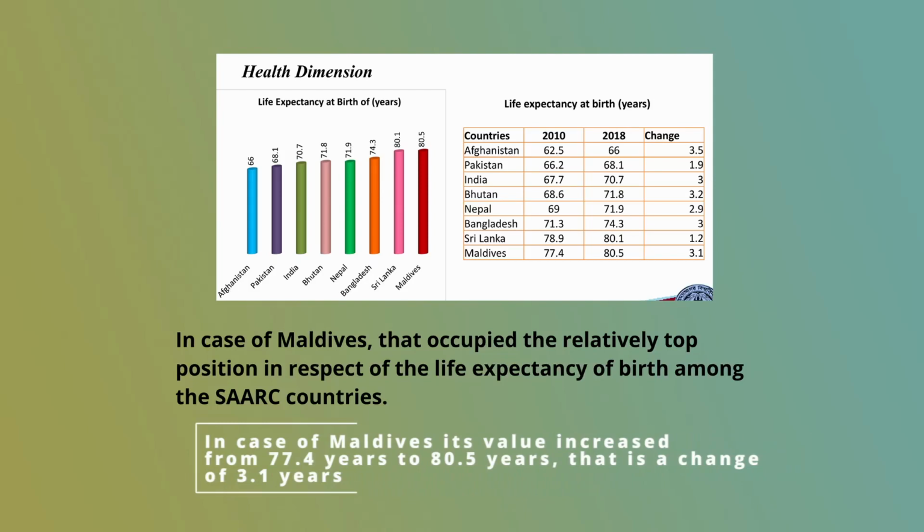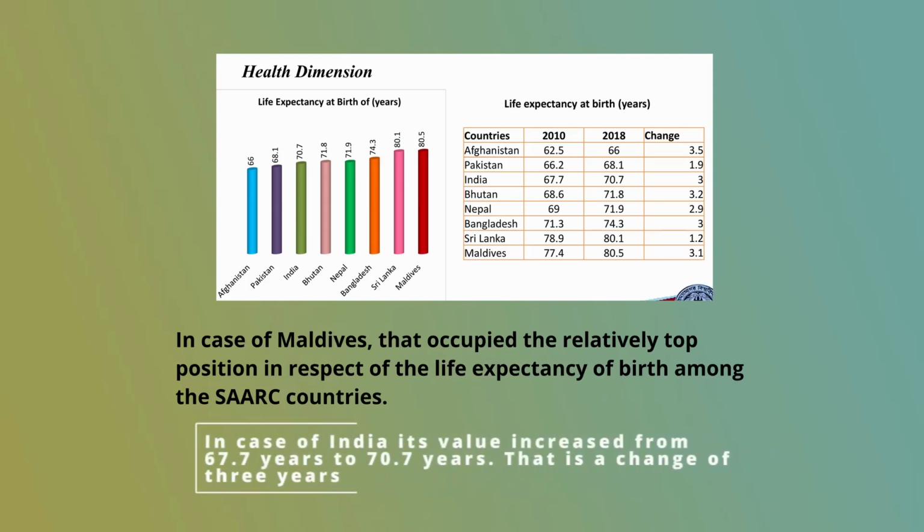In case of Maldives, its value increased from 77.4 years to 80.5 years. That is a change of 3.1 years. In case of India, its value increased from 67.7 years to 70.7 years. That is a change of 3 years. But the change of life expectancy at birth is relatively low for Sri Lanka. During this period 2010 to 2018, only 1.2% is the change of the life expectancy at birth for the females. This is the relative position in respect of the life expectancy at birth across different SAARC countries.